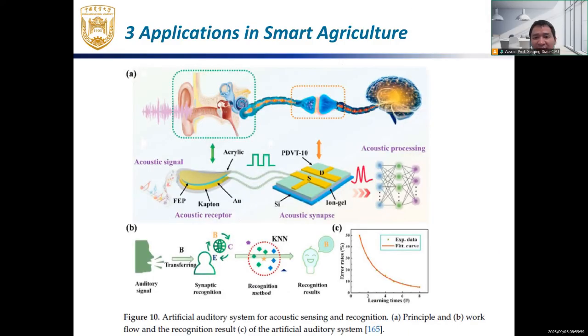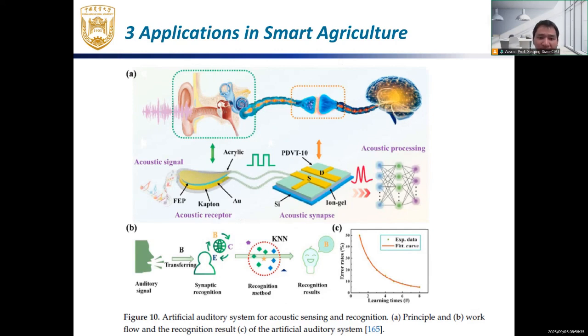And also we can hear something. For example, we can have some sound, and we have some about the need to reconnect about different kinds of acoustics and sound. So like the human here, we can have an artificial auditory system. So we can get the different acoustic signals and also receptors, just like synapses, and then we can have processing to know what kind of sound it is from and how it will be processed in smart agriculture.